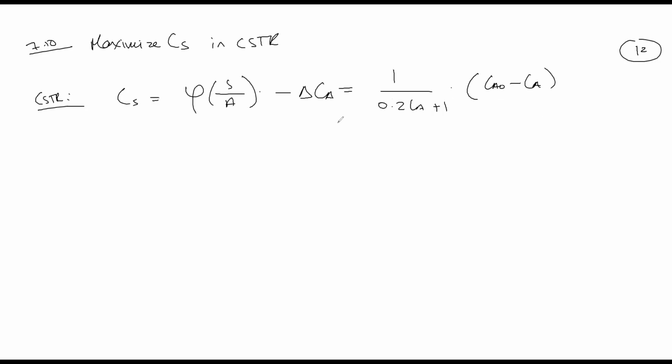Looking at this, before doing anything, technically to get the maximum, it's the point where I have dCS by dCA equal to 0, right? This is my maximum point. dCS by dCA is equal to 0. However, this is a special case. Just know that it's a special case. On a test or something, you're not going to get something like this.